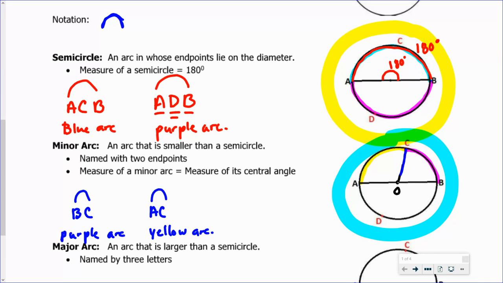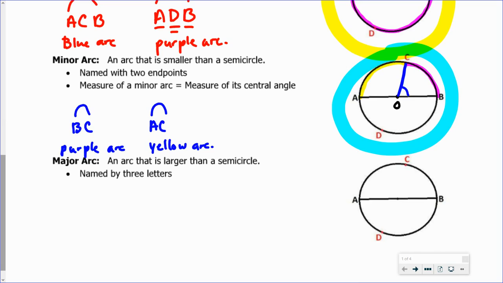Now, we can tell that a minor arc is a minor arc because the central angle that corresponds to that minor arc is going to be less than 180 degrees. So it's either going to be an acute angle or an obtuse angle.